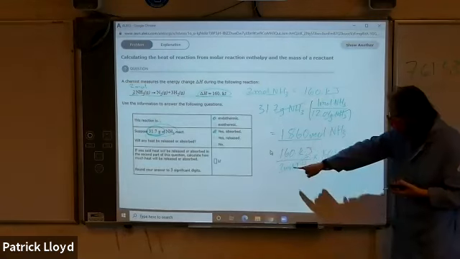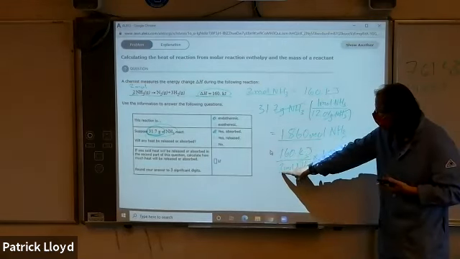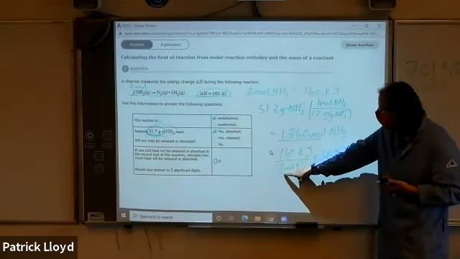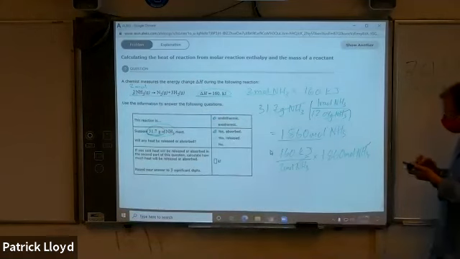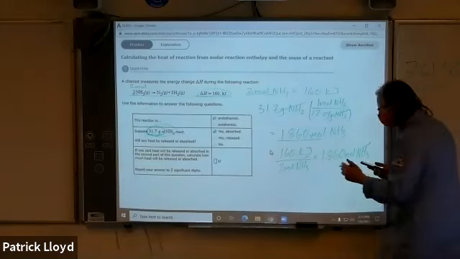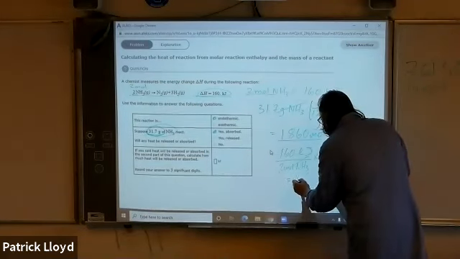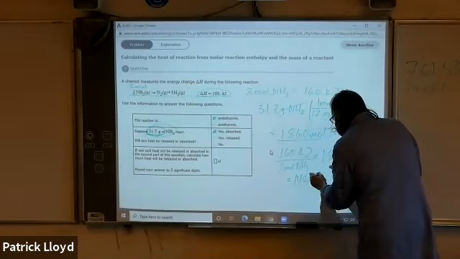But don't forget this 2, right? It's not 160 for every 1, it's 160 for every 2. And so 160 over 2 is 80. So 80 times 1.86. It looks like you get about 148.8. Okay.